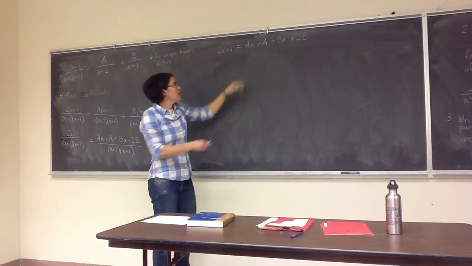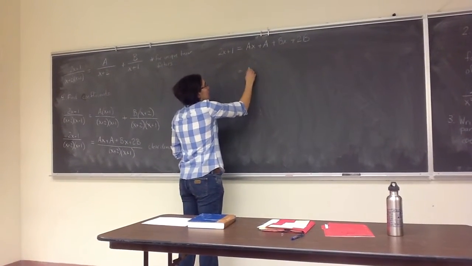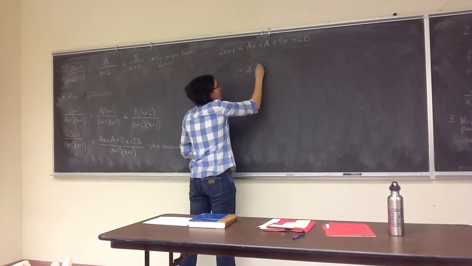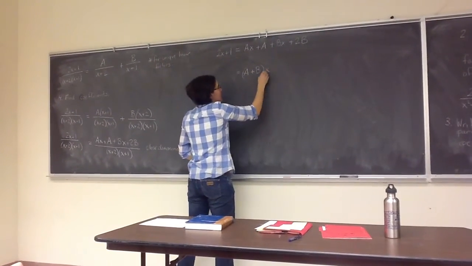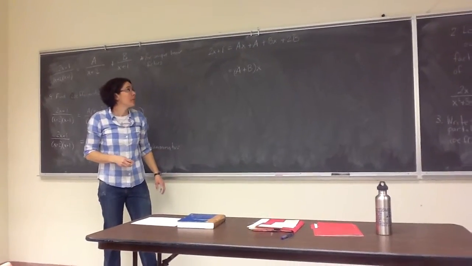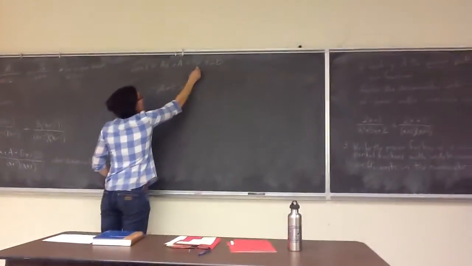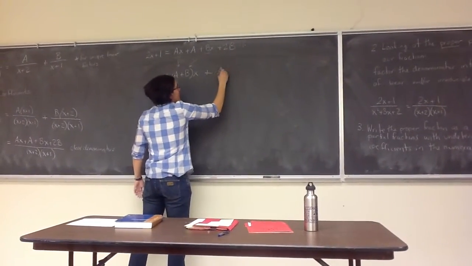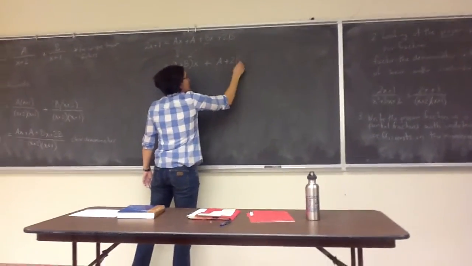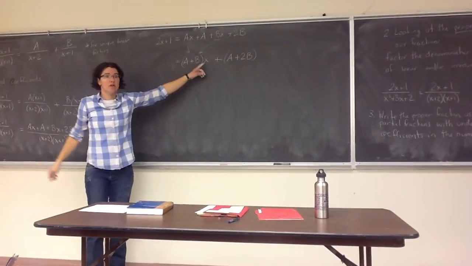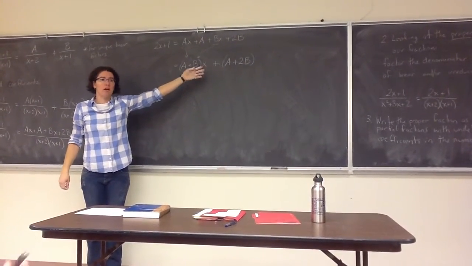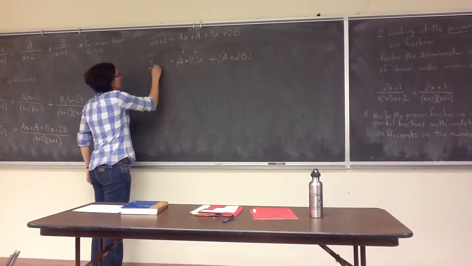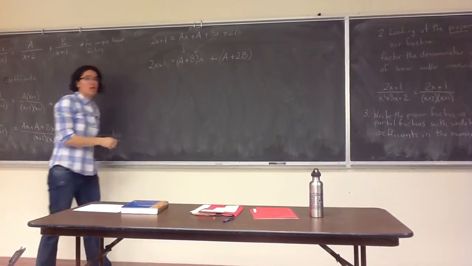So what I might do here is group my x's together. I've got an ax plus a bx. So if I factor out the x, I have a plus b times x. And then as far as constant terms, I have an a plus 2b. So I've regrouped and factored out so that I've grouped all my x terms together and all of my constants together. So I have 2x plus 1 is equal to this whole right-hand side.